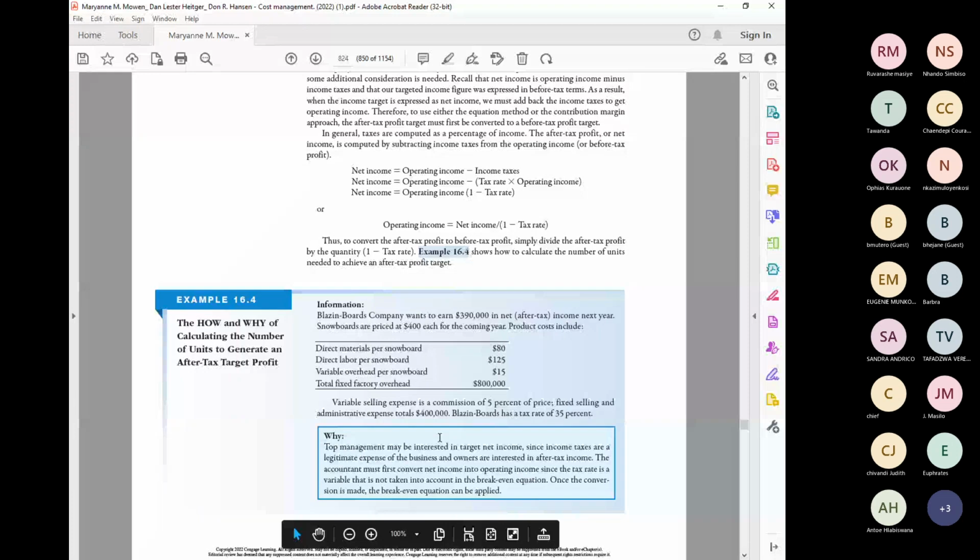Why? Top management may set an increased target net income, since income taxes are a legitimate expense of the business and owners are interested in after-tax income. The accountant must first convert net income into operating income, since the tax rate is a variable that is not taken into account in the break-even equation. Once the conversion is made, the break-even equation can be applied.